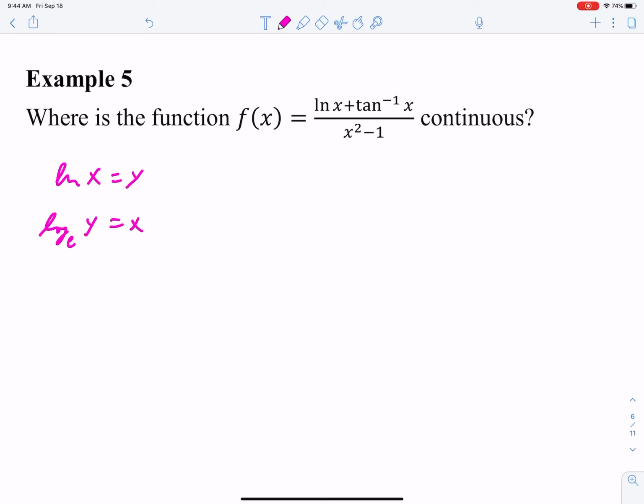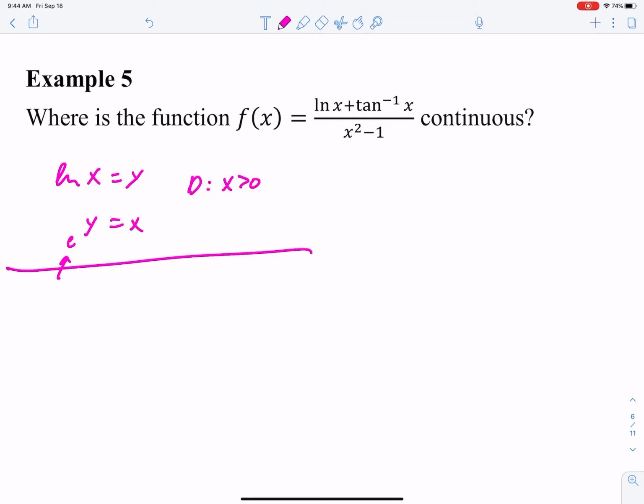No, what am I doing? This is where I'm messing up. There we go. e to the y equals x. I thought that looked weird. Either way you look at it, right? So e is a positive number. If you take it to any exponent, you can't even get a 0, and you can't get any negative. So the domain here must be x greater than 0. All right, so that's that first part here.